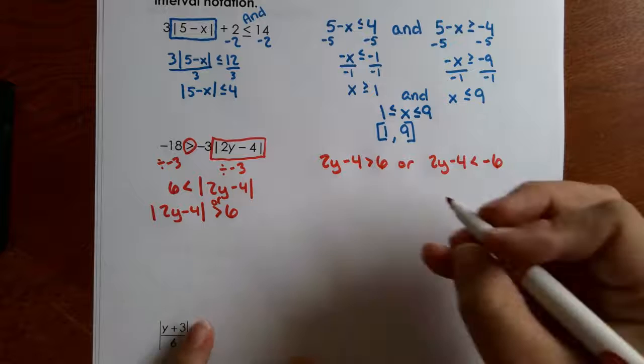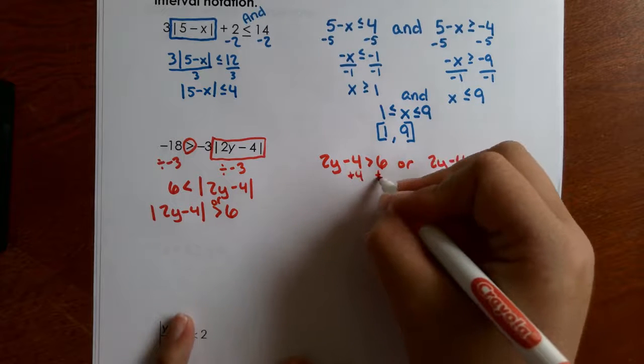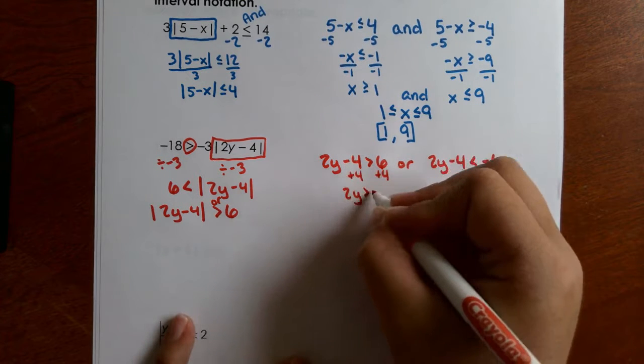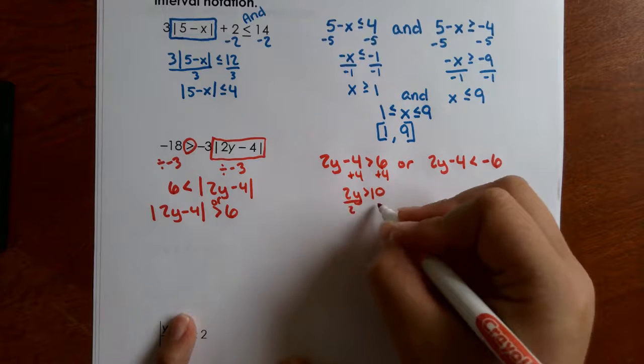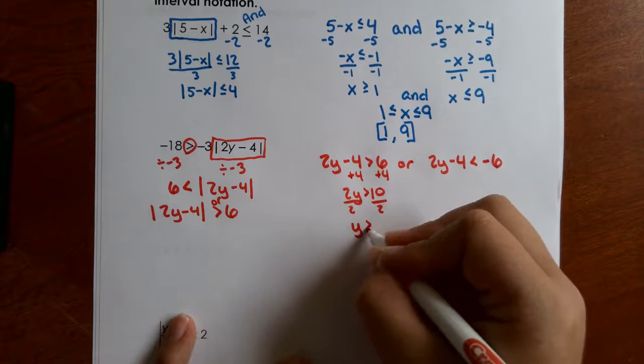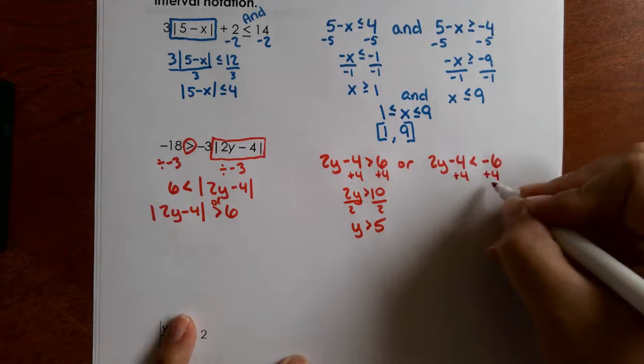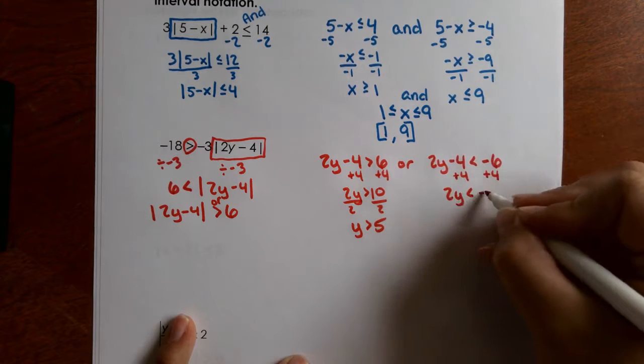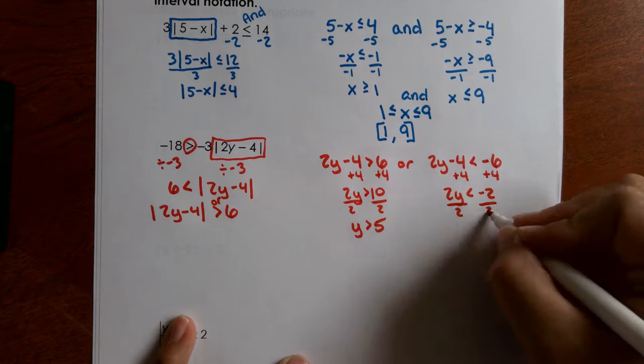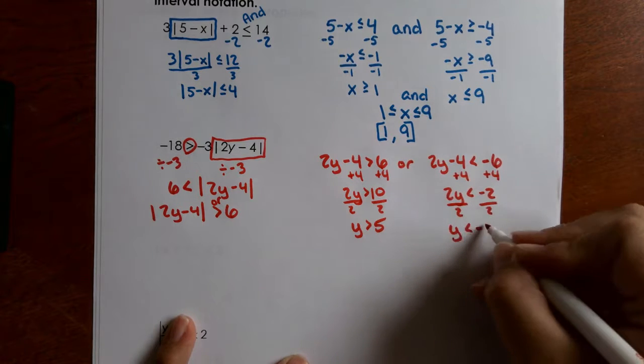Now we solve both of them. I add 4 to both sides. I get 2y is greater than 10. Divide both sides by 2. I get y is greater than 5. Same thing on the other one. I add 4 to both sides. I get 2y is less than negative 2. Divide both sides by 2, and I get y is less than negative 1.